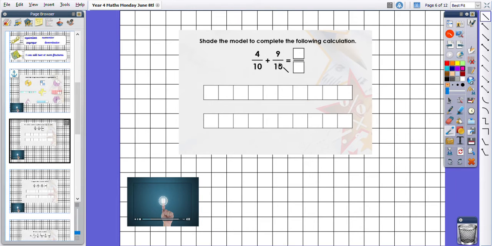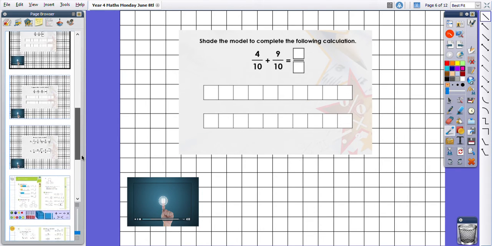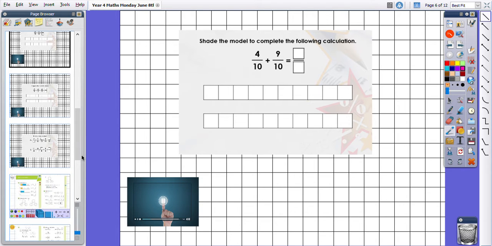What happens to the denominator? Has the number of parts that each shape is split into changed, or does the denominator always remain the same in addition? Pause the video and have a go now.